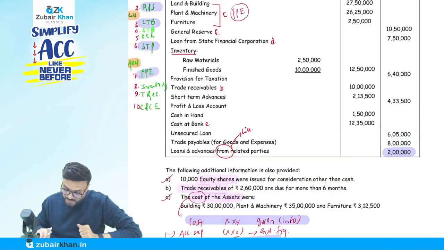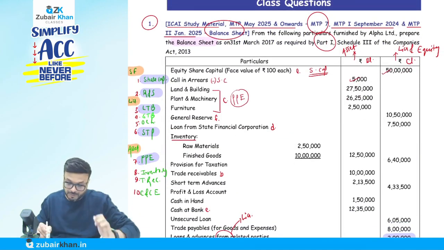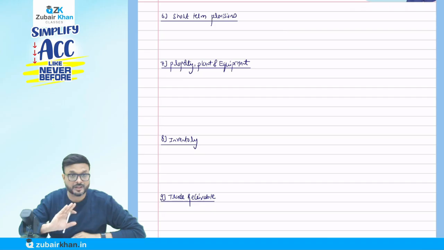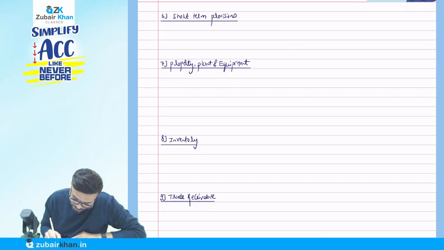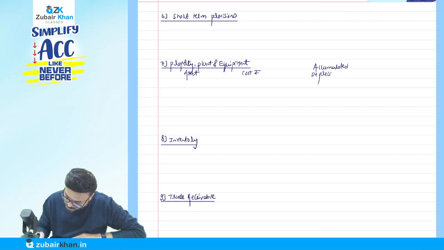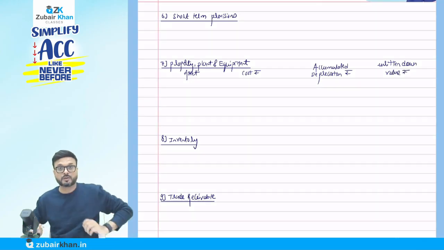Now, where will this point come? It will come in PP. We prepare the notes to account on PP, notes to account number 7. Write it down there the way I'm writing, and I will explain. Write down: Asset. Then write down cost. Then accumulated depreciation. Then written down value. Okay.